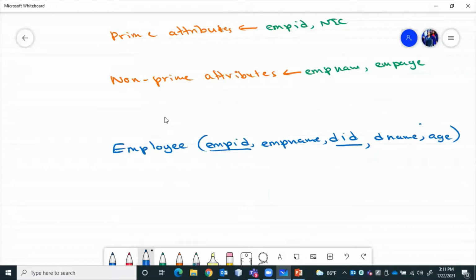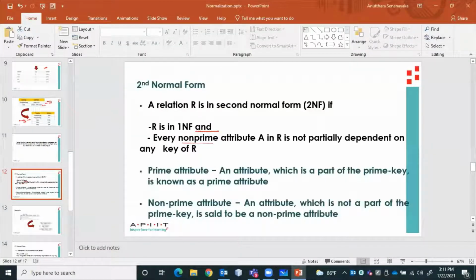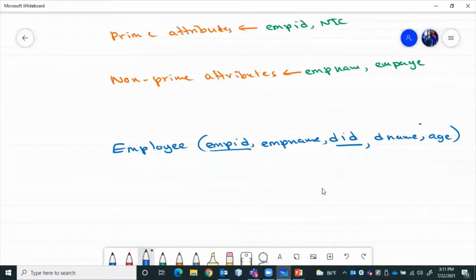Now, we have to understand another term, if you have noted it down: partial dependency. They're mentioning that you cannot have any partial dependencies, and it's about the non-prime attributes. So let's see. If we take this particular example, we have employee ID and department ID as the primary keys.